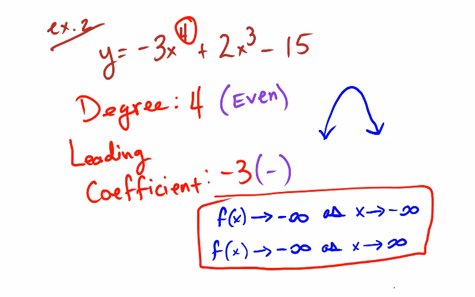So one last time, you need the degree, which is the highest exponent, and you need the leading coefficient, which is the number in front of the variable that has the highest exponent, and you want to tell if it's odd or even, and if it's negative. If it's odd, think of a line. If it's even, think of a parabola.